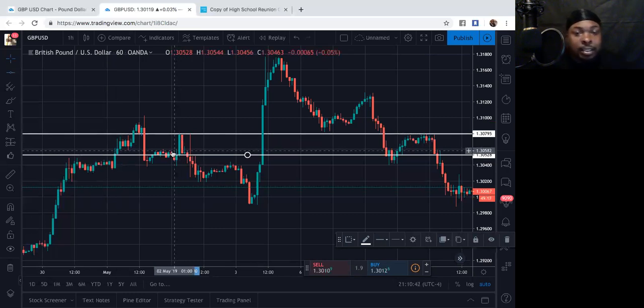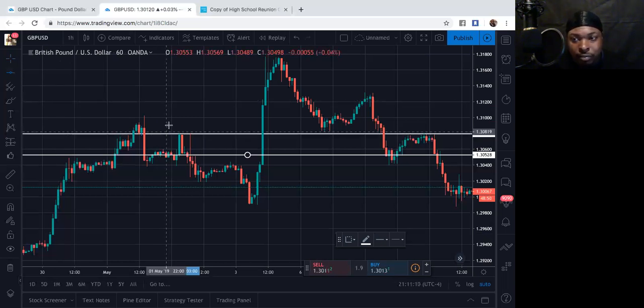Basically, what usually happens is that the market at this point is going to show you at a certain point the momentum for the rest of the day. Then what you want to do is make another horizontal line 10 pips above the top of the candle and 10 pips below the bottom of the candle.